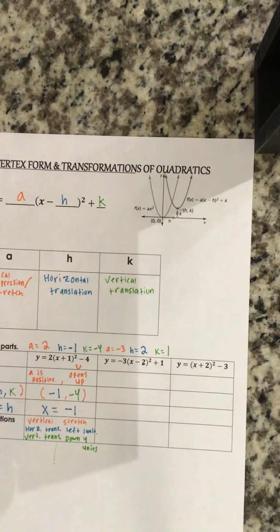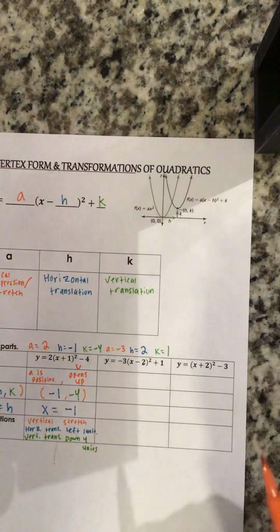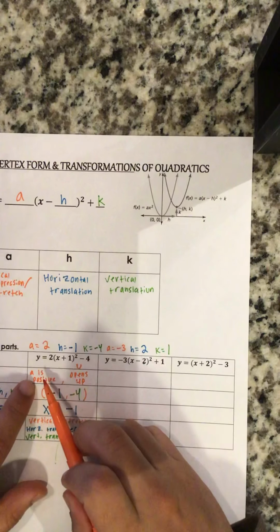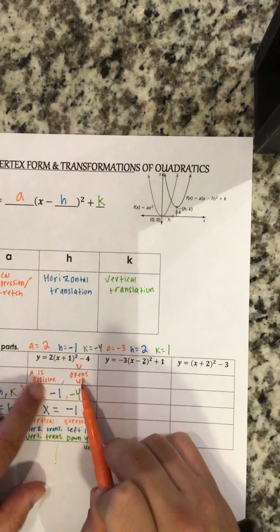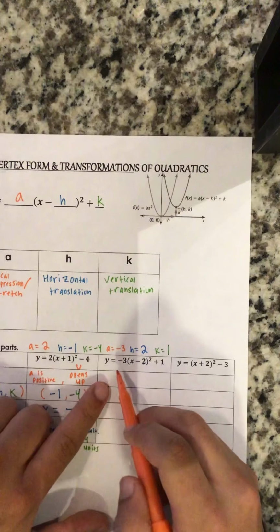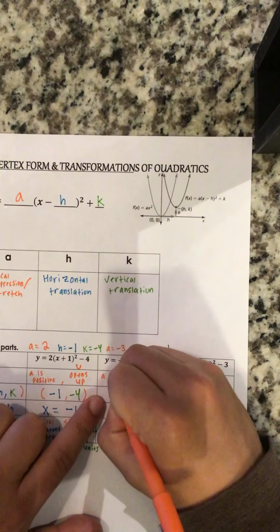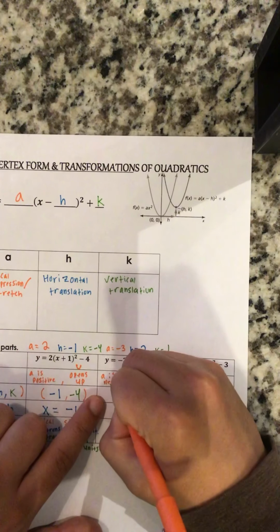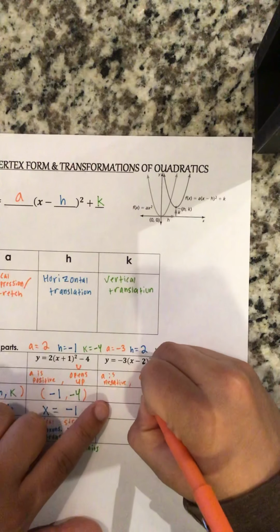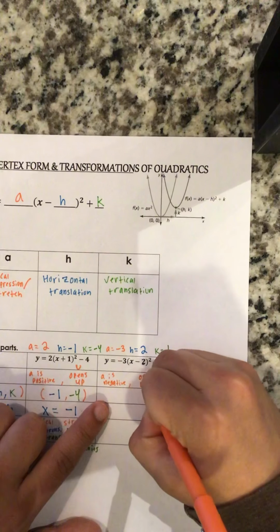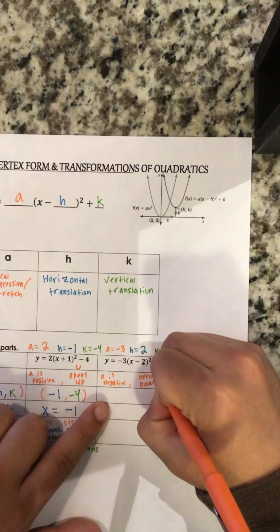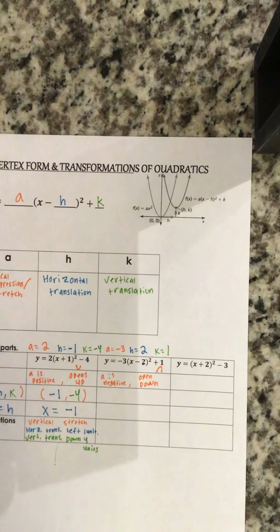So eventually we should get really fast at this. So since my a, remember, in this one my a was positive, so it opened up. This one, the a is negative. So you can kind of guess it's going to open down. So it's going to look kind of like an upside down U, like that. Okay?